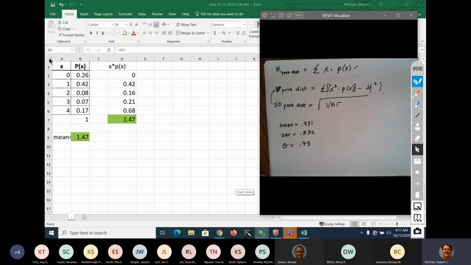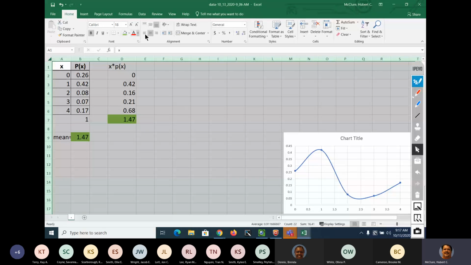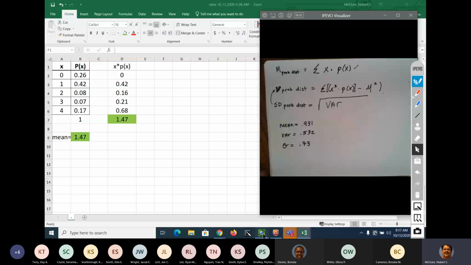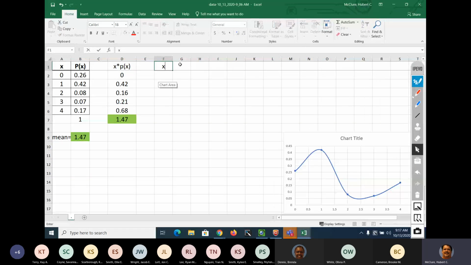Now for my variance, we're going to have to actually do x squared because the formula says x squared times p of x, and I've got to sum that up. So I've got to get another column over here and call it x squared. And that's going to equal this number raised to the second power. After we finish this, I'm going to show you how to do it on a calculator.